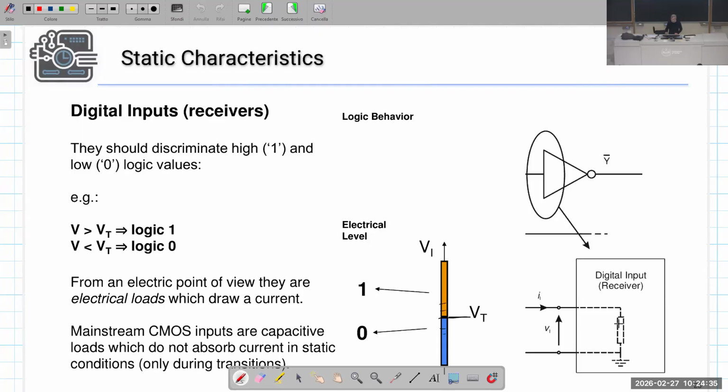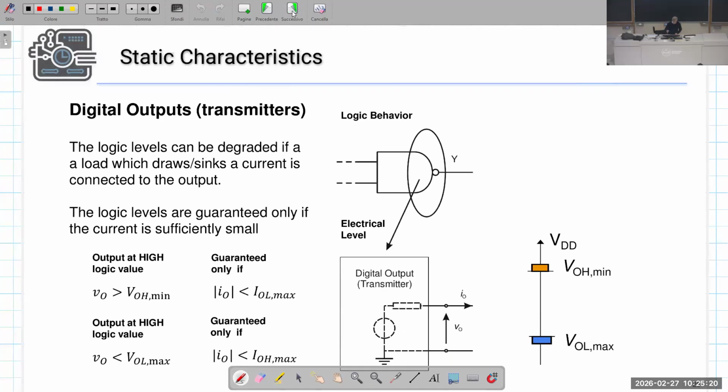From the electrical point of view, digital inputs are electric loads. And as I have anticipated before, in the mainstream digital semiconductor technology employed nowadays, that is the CMOS technology, these electrical loads are capacitive loads, which means that in steady state conditions, they can be regarded as open circuits, which is good news because it means that they do not draw any steady state current. Is that clear? Do you have any comments?